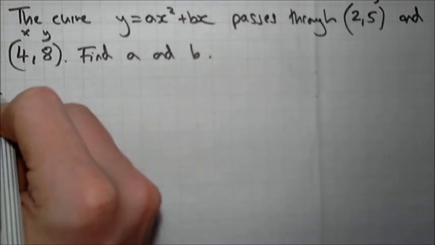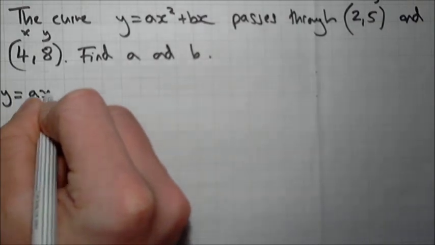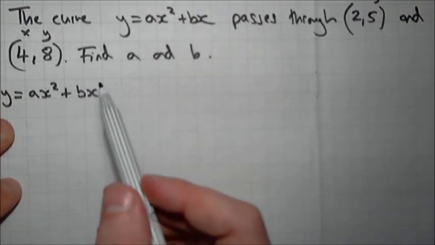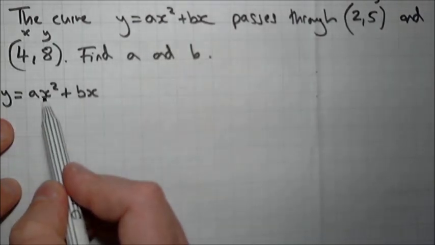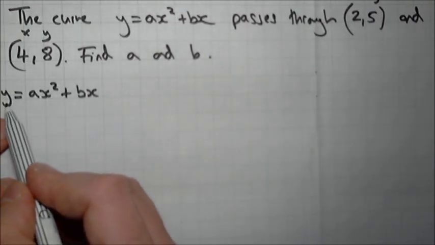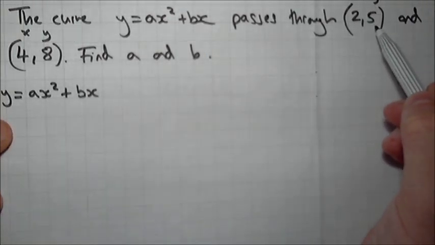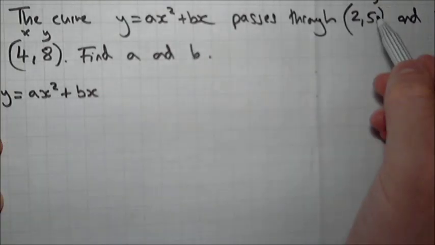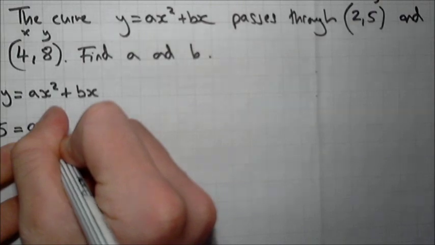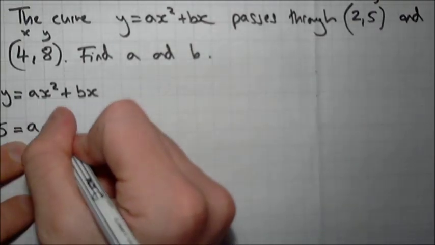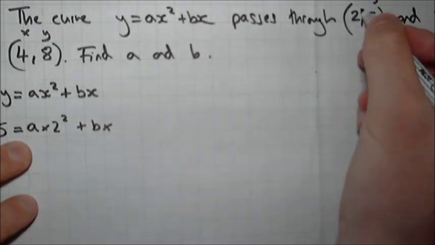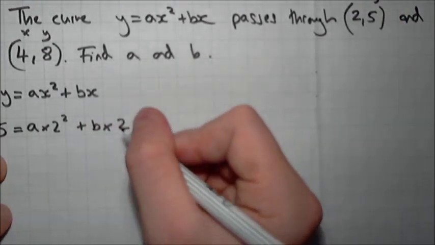The formula says y equals ax squared plus bx. So where there is an x, we need to change that to a 2. Where there is a y, we need to change that to a 5. So 5 equals a times 2 squared, plus b times whatever x is, so x is 2. So let's simplify it slightly.